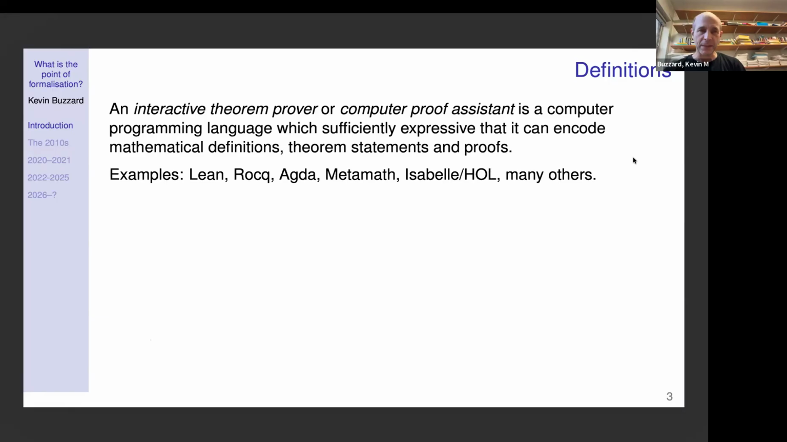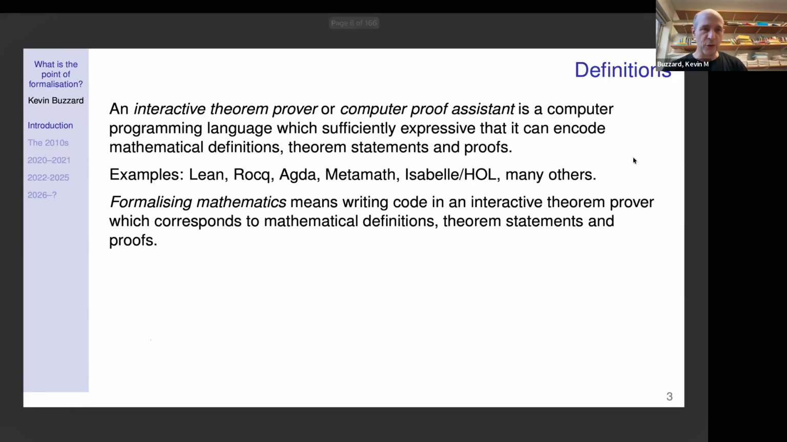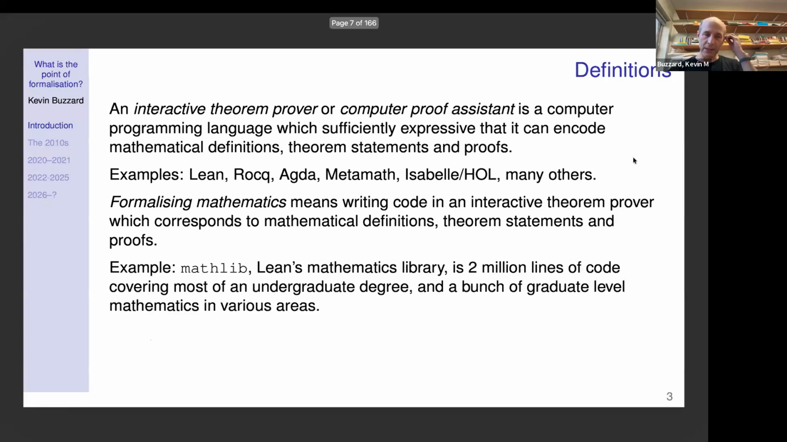And there are some examples of theorem provers. Formalizing mathematics, which is what the talk's about, means writing code in one of these theorem provers, which corresponds to mathematical definitions or theorem statements and proofs. So it's sort of translating mathematics from human language into a computer language.